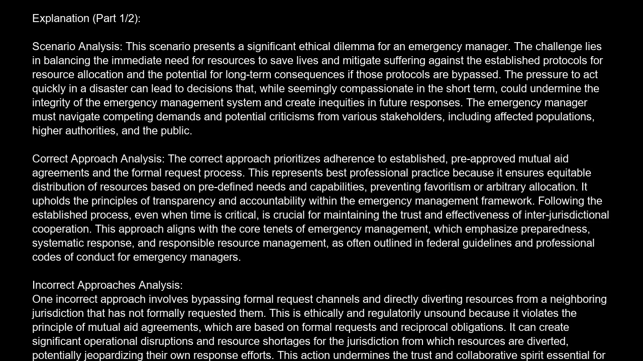The correct answer is C. Immediately deploy the specialized rescue equipment to the neighboring jurisdiction based on the mayor's urgent request, while initiating the formal request process concurrently. Explanation. Scenario analysis.